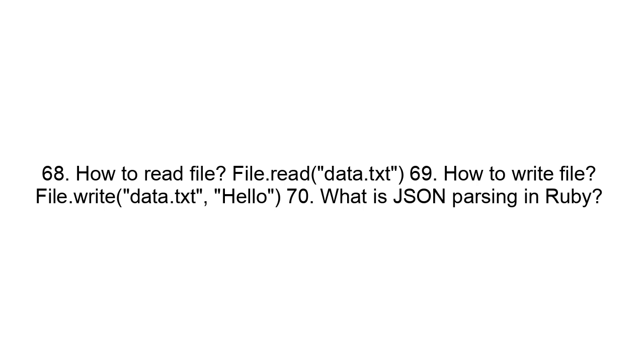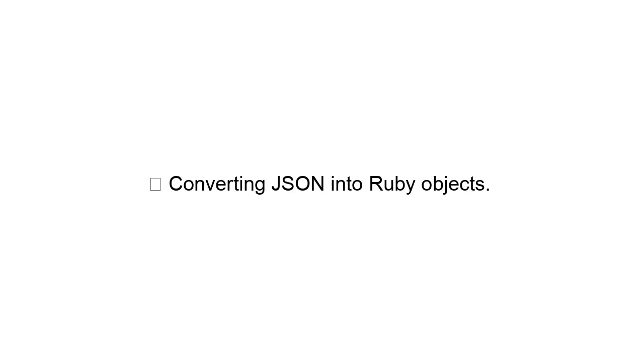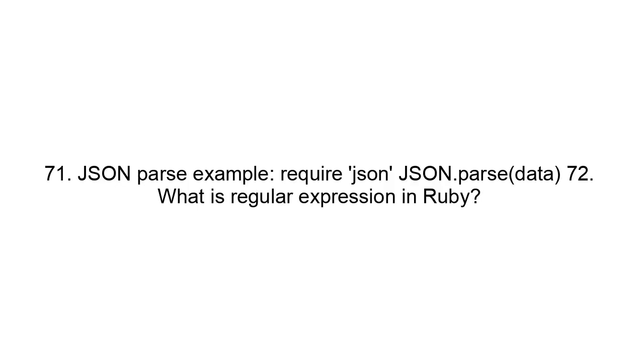69. How to write file? File.write("data.txt", "hello"). 70. What is JSON parsing in Ruby? Converting JSON into Ruby objects. 71. JSON parse example: require "json"; JSON.parse(data). 72. What is regular expression in Ruby? Pattern matching tool. Example: /\d+/.